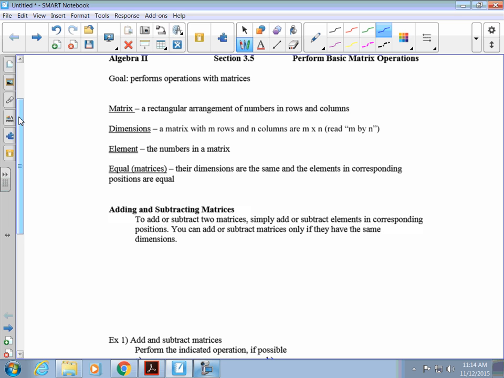So there's a whole bunch of elements depending on what type of matrix it is. Equal matrices means their dimensions are the same and the elements in the corresponding positions must be equal.